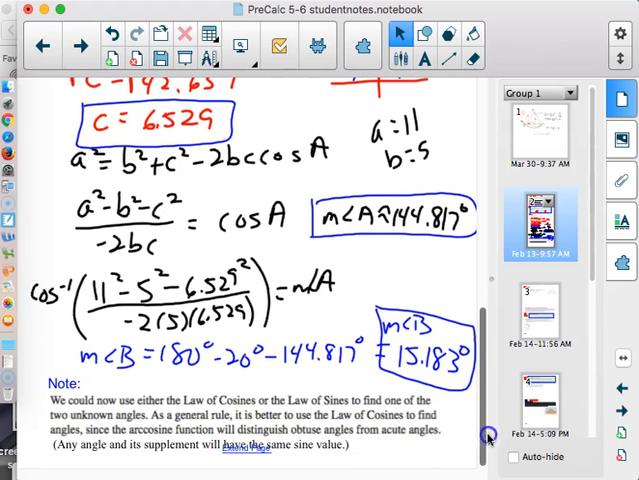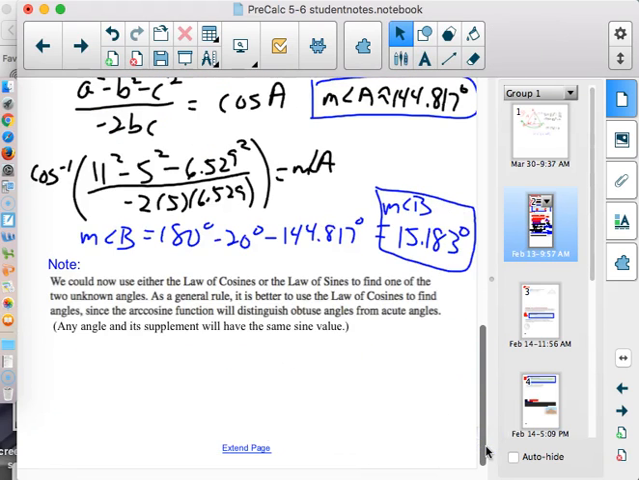And that's what this little paragraph, which is kind of teeny down here, says. Note, we can now use either the law of cosines or the law of sines to find one of those last 2 unknown angles. As a general rule, always better to use the law of cosines to find angles, since the inverse arc cosine function distinguishes between obtuse angles and acute angles. Sine doesn't do that. And that's all because it's odd. So any angle and its supplement will have the same sine value. It doesn't know the difference. We would have to do extra math. We don't want to do that. So if you can, you stick with the law of cosines.